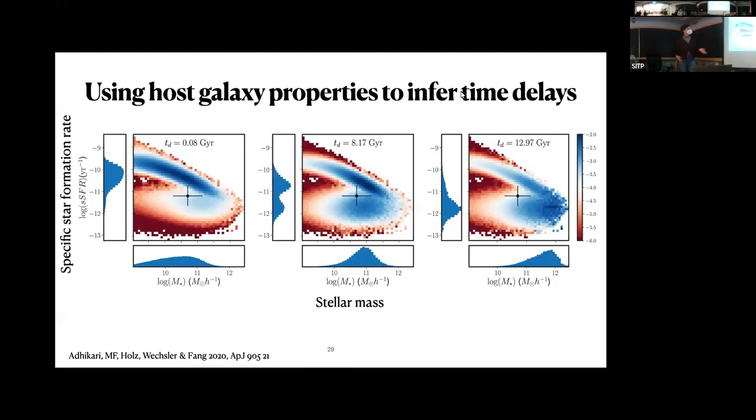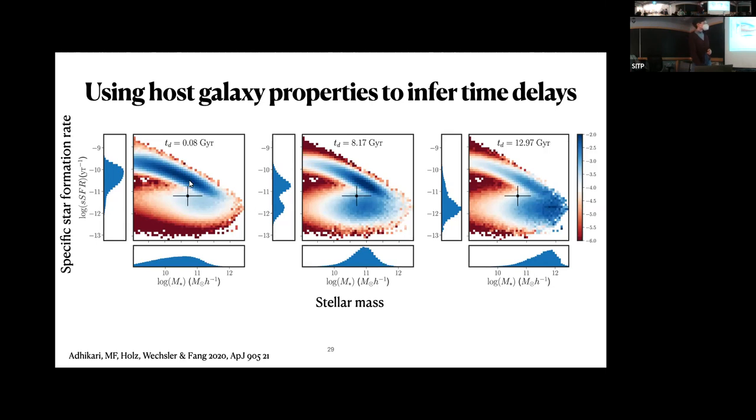Another quick thing is that in addition to just gravitational waves, we can try to understand the host galaxies of these gravitational waves. This is from a paper led by Susmita Adhikari, who many of you may know. She was recently a postdoc here. This paper showed how if you can identify the galaxies that these mergers happen in and look at their properties, like their star formation rate and the stellar mass of those galaxies, you can actually learn about the time delays of the binary black holes.